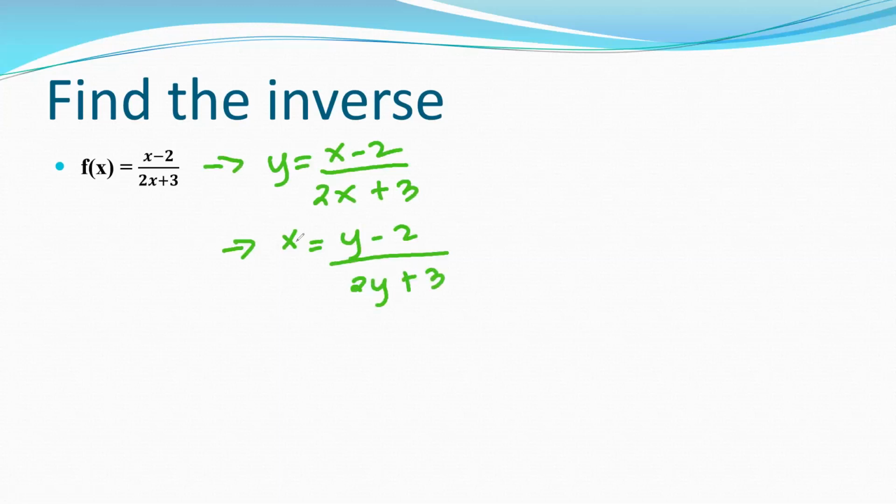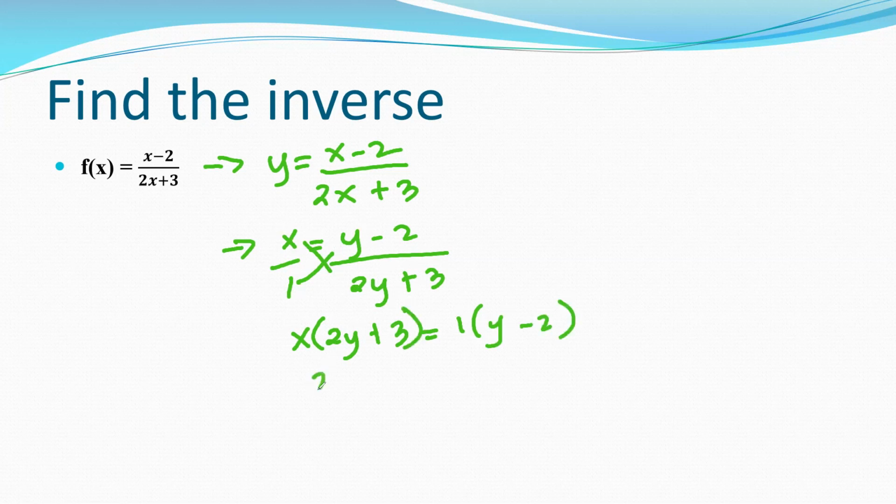And then we need to cross multiply this one. As you can see, this is x, a whole number or a variable, so we just need to put 1 here. So do the cross multiplication. This is x times 2y plus 3 is equal to 1 times y minus 2. And then distribute. We have 2xy plus 3x is equal to y minus 2.